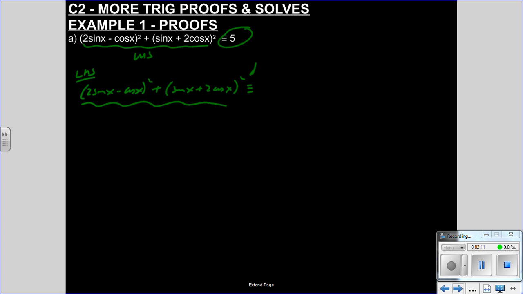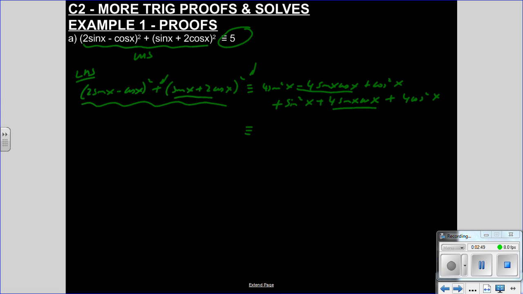Let's expand out this first set of brackets then. So 2 sine x minus cos x all squared. That's 4 sine squared x minus 4 lots of sine x cos x plus cos squared x. There's that bit. And now we've got plus this section. So sine x plus 2 cos x all squared. So that's sine squared x plus 4 sine x cos x plus 4 cos squared x. So again, if you need to pause the video and work that out for yourself, go ahead, that's fine. So notice the minus 4 sine x cos x cancels the 4 sine x cos x.